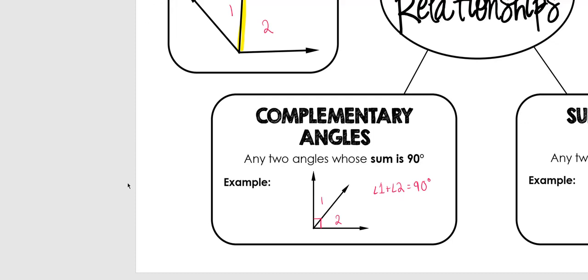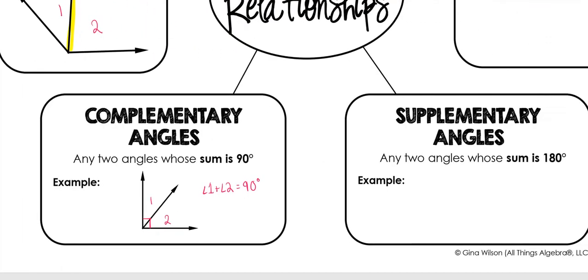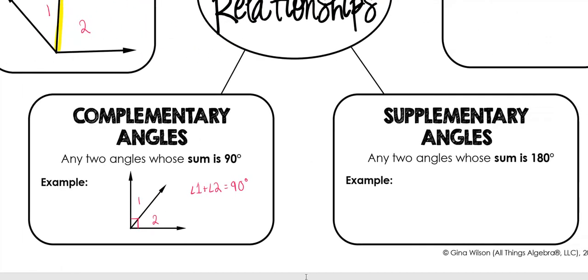Next we have supplementary angles. And those are two angles whose sum is 180 degrees. So let me get that drawn. So here we have an example of supplementary angles. Let's say that this was 135 degrees and that was 45 degrees, and then you would end up with 180 degrees.